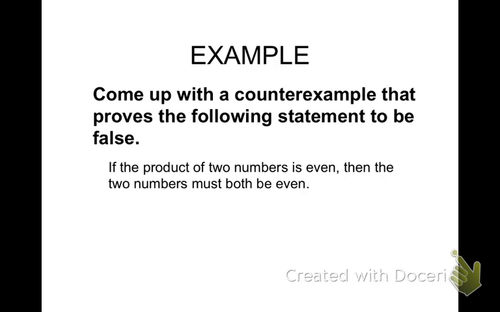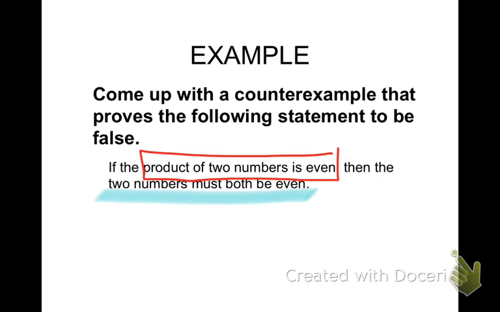All right, so let's look at this one. If the product of 2 numbers is even, so right there is your hypothesis. This part is my hypothesis. So the product of 2 numbers is even. Then the 2 numbers must both be even. There's your conclusion. So I need to come up with 2 numbers that is true for the hypothesis, but is false for the conclusion.